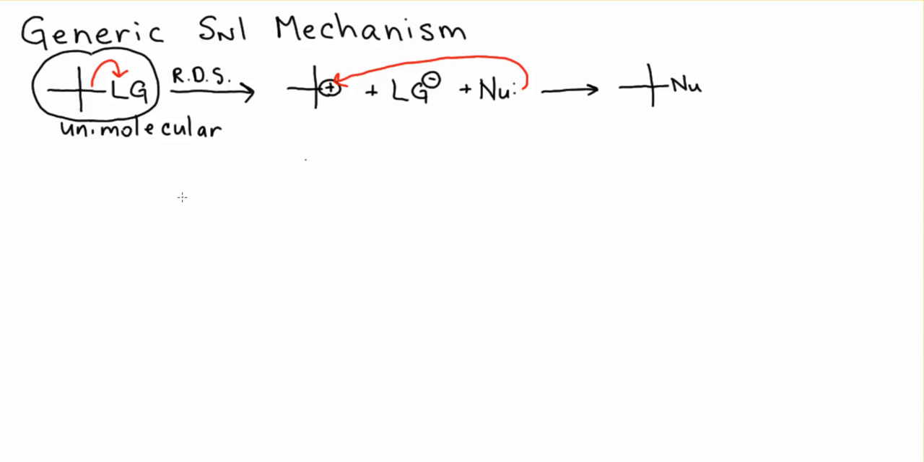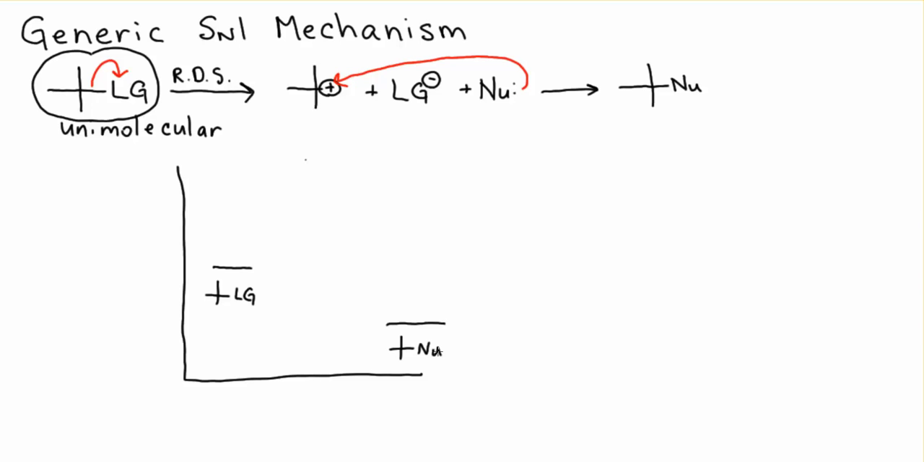The reaction diagram looks like this. We have our reactants, and that's just the compound that contains the leaving group. We have our products. That's the compound that has the nucleophile substituted in. We also have the carbocation intermediate. So the reaction diagram looks like this.